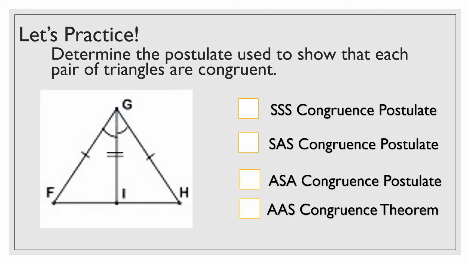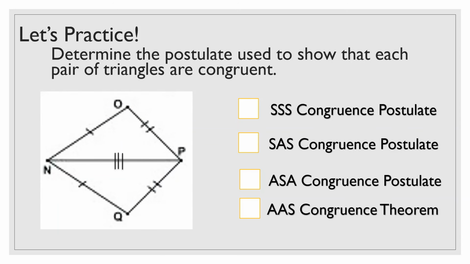Now let us see how far you have learned with our discussion. You are going to determine the postulate used to show that each pair of triangles are congruent. In the given figure, what postulate or theorem can we use to show that the two triangles are congruent? If you answered SAS, then you are correct. How about on this figure? Is it SSS, SAS, ASA, or AAS? If you answered SSS, then you are correct.